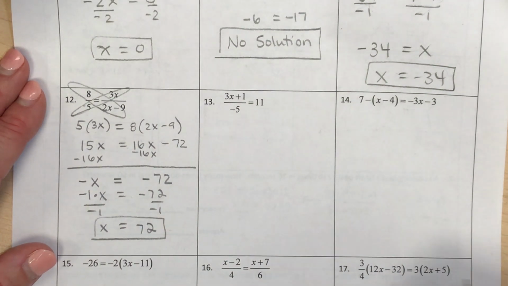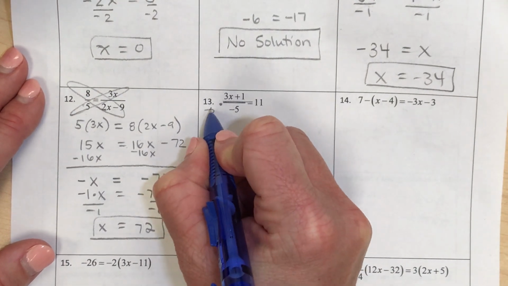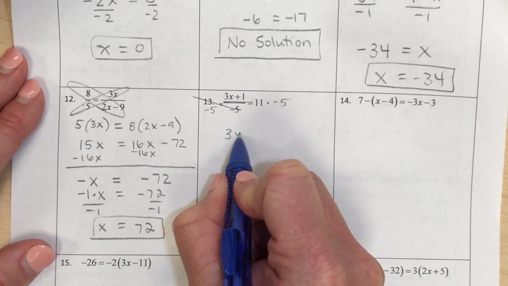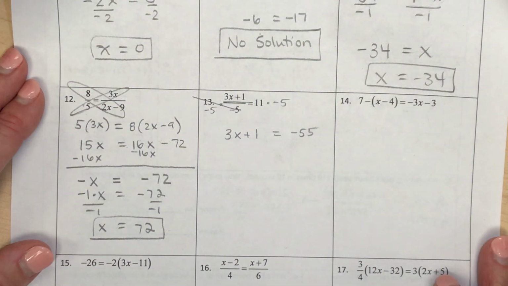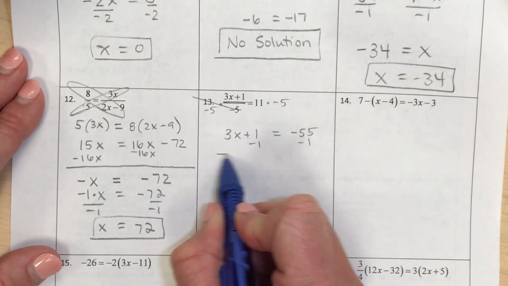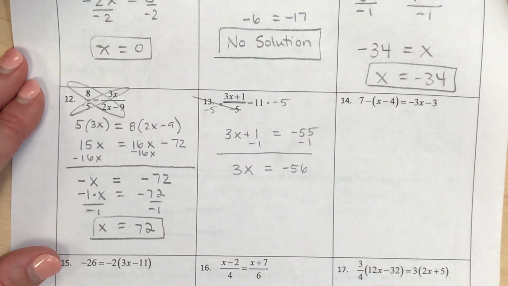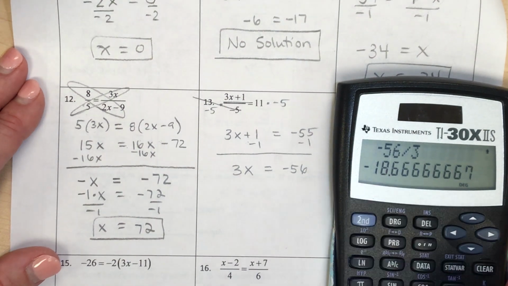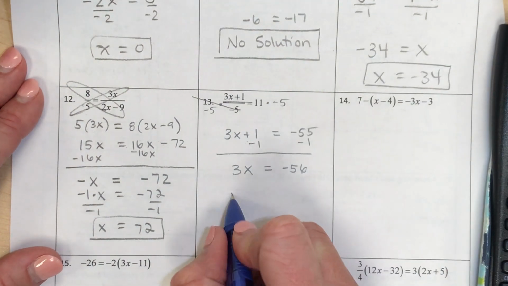Okay, now for number 13, I'm going to undo divide by negative 5 by multiplying both sides by negative 5. So that will cancel out my fraction. So I'll have 3x plus 1 will equal negative 55 when I multiply my 5 to the other side. Okay, now get your x alone. I'm going to subtract 1 to have my x's be alone. So that's going to be negative 56. And now I'm going to divide by 3. And it looks like we get a fraction here, so I'm going to actually leave it negative 56 over 3.